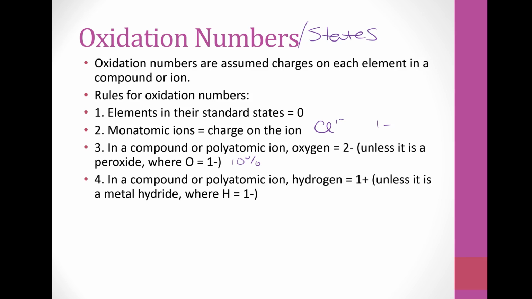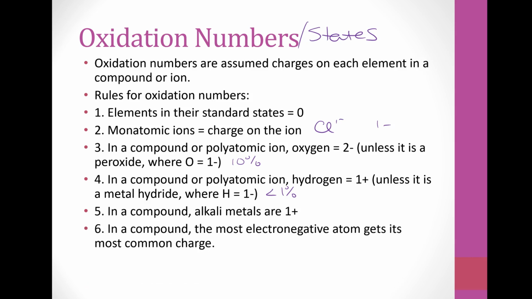In a compound or polyatomic ion containing hydrogen, hydrogen's +1, unless it's a metal hydride where the hydrogen's -1, and I would estimate that as less than 1% chance of running into a metal hydride. Okay, really, really small. If you have an alkali metal in a compound, it's +1. And here is a rule that is maybe a little different from what you're used to seeing. In a compound, the most electronegative atom gets its most common charge. If there's no way to figure it out from these rules, then this is kind of like the default rule.